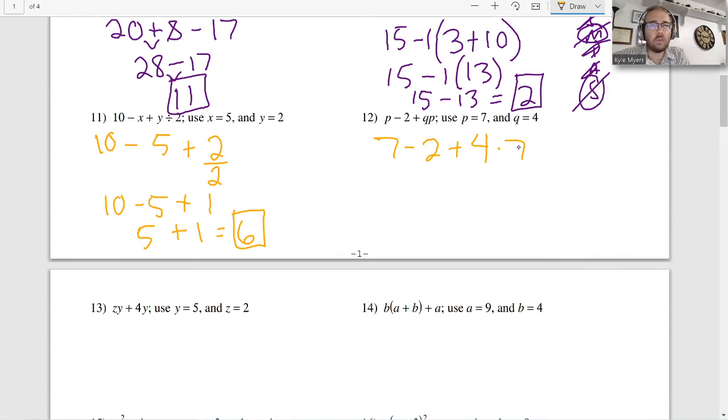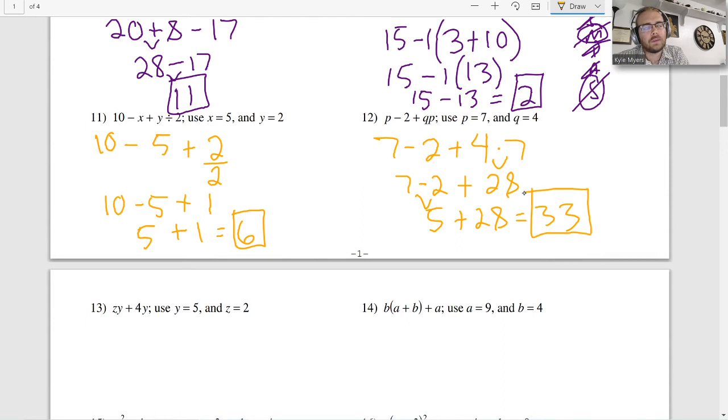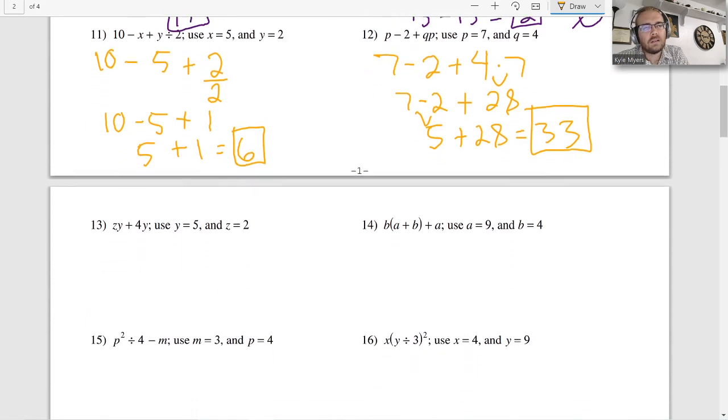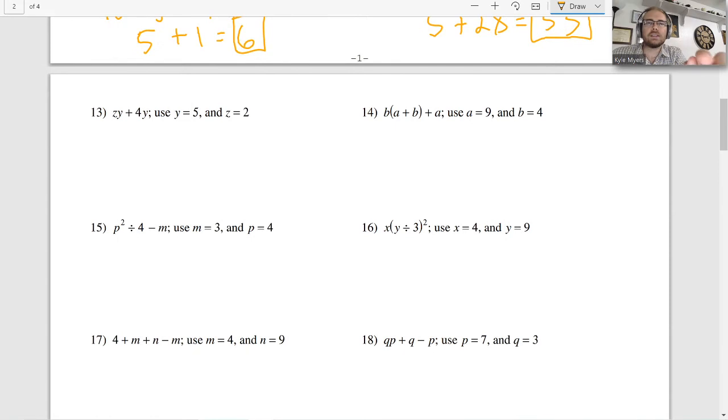All right, so no parentheses, no exponents. We need to multiply. That's 28. 7 minus 2 plus 28. And then just like the last problem, we did a multiply thing. Well, I mean, we did a division thing on number 11. But anyways, you did one thing, and then all of a sudden, there's only addition and subtraction left. So 7 minus 2, 5, plus 28. 28 plus 2 is 30, and then plus 3 more. 33. Ta-da. All right. So then we have 13.